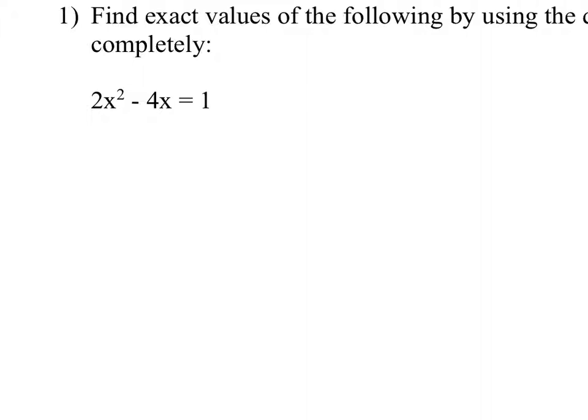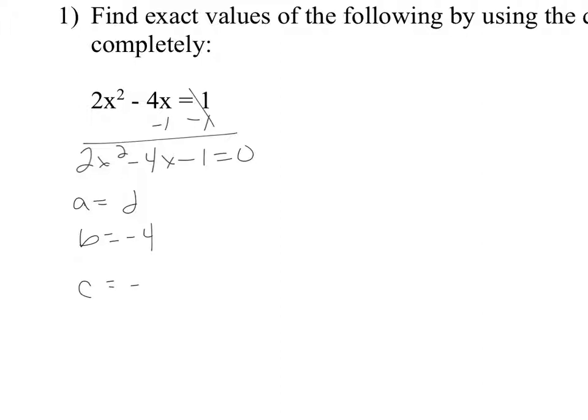So first thing you got to do is get it set equal to 0. Same deal here. The highest degree is positive, so we want to move everything else to it. So we subtract our 1. 2x squared minus 4x minus 1. And get our a, our b, and our c. So if we have this in standard form, a, b, c, take the sign with it. And there we go. That's supposed to be a 2. And then we just plug it into our formula.